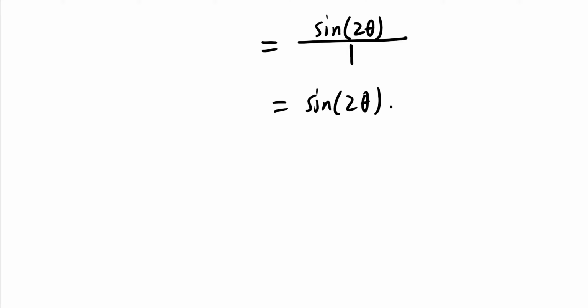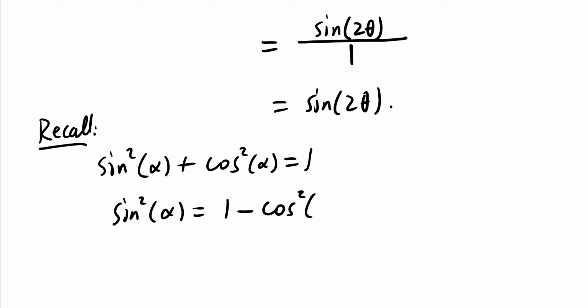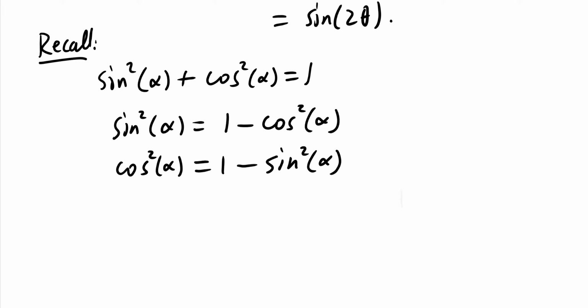Before we proceed more into new stuff, recall sine squared alpha plus cosine squared alpha is 1. From this one, sine squared alpha is 1 minus cosine squared alpha. And cosine squared alpha is 1 minus sine squared alpha. Keep these in mind. We use them all the time.